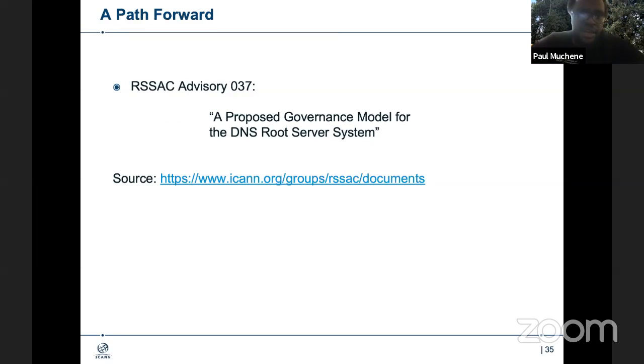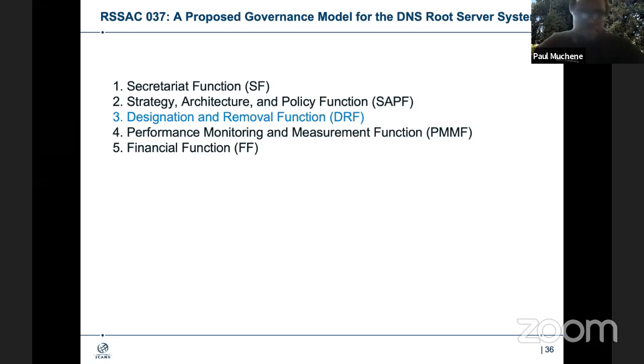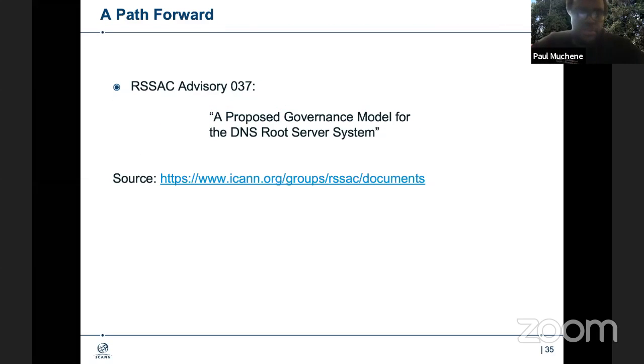The RSAC published a document known as RSAC Advisory number 37, which discusses the proposed governance model for the DNS root server system. One very interesting thing to note is that after it was published by the RSAC and delivered to the ICANN board, ICANN called for a public comments period on this document.